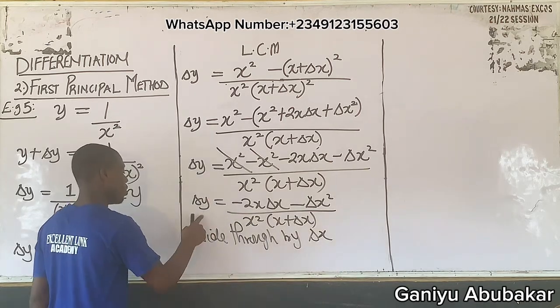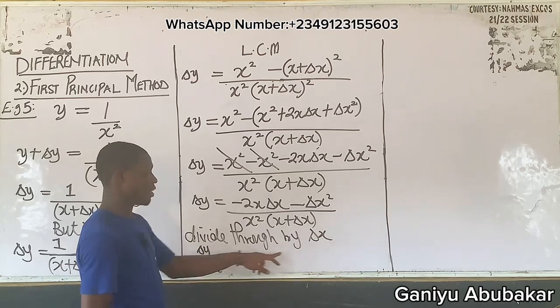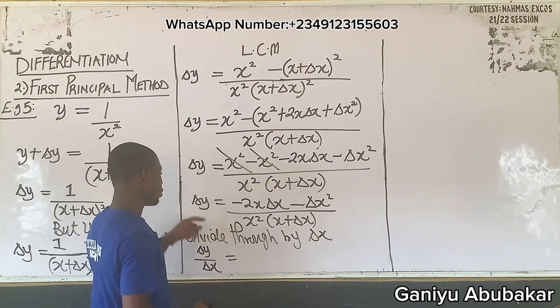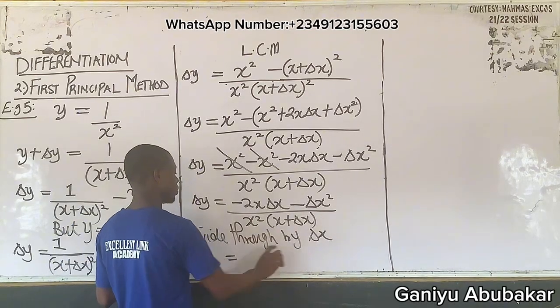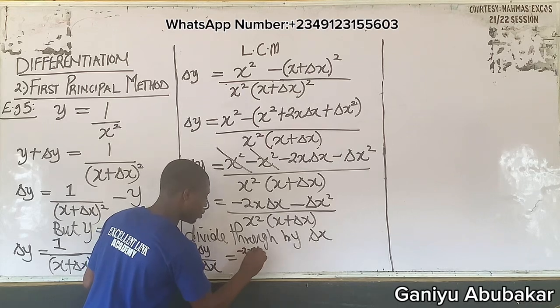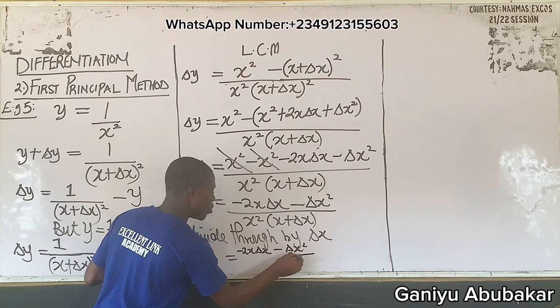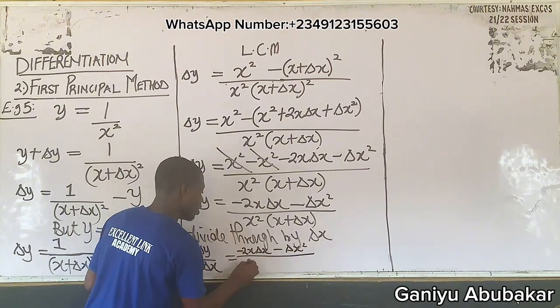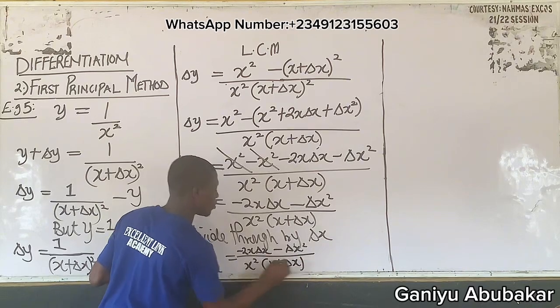So I shall have change in y over change in x. So divide through by change in x. I shall have this change in y by change in x is equal to, I'll repeat everything down here. I'm going to try to manage the space. Minus 2x change in x minus change in x squared all over x squared into x plus change in x.